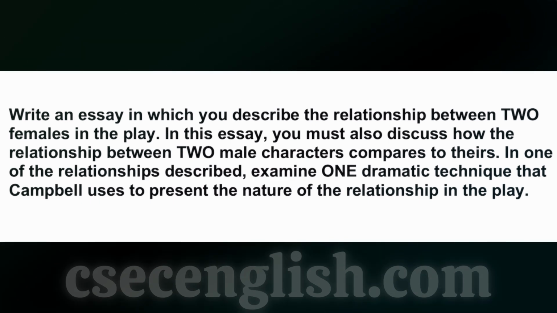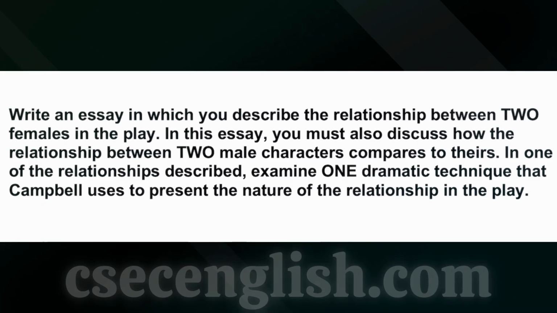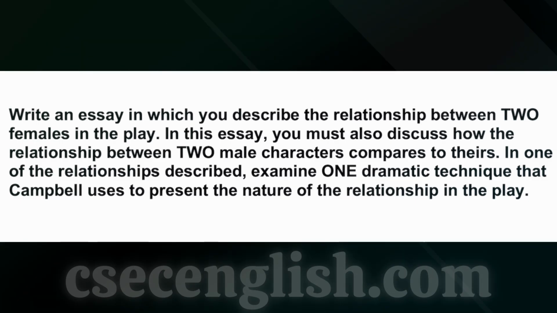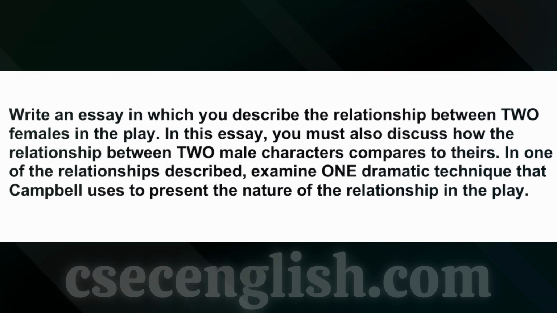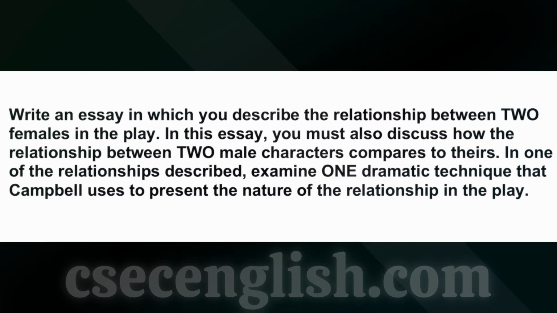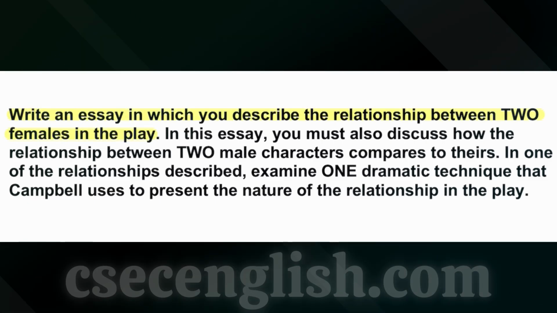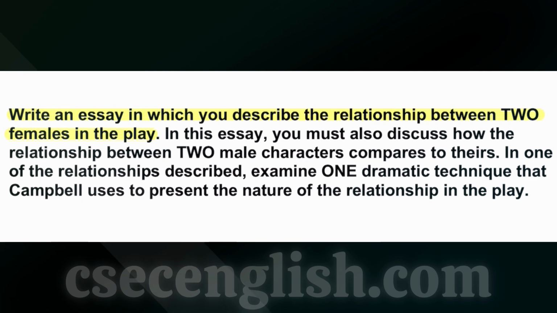Whatever question you get, whether it's prose, poetry, or drama, all of your English B questions for paper 2 will have three parts that you'll need to answer. Let's look at the three parts of this question. Part 1. Write an essay in which you describe the relationship between two females in the play. That's one thing we'll have to do, and this will take up our first body paragraphs.